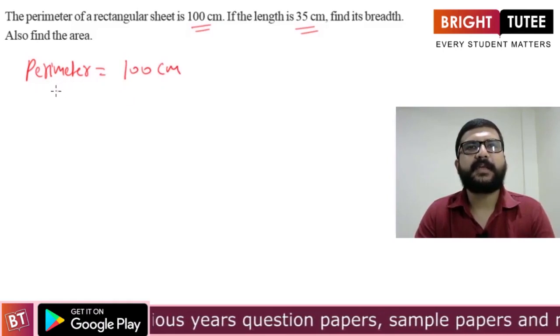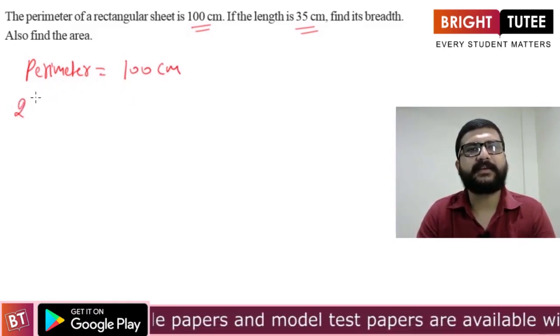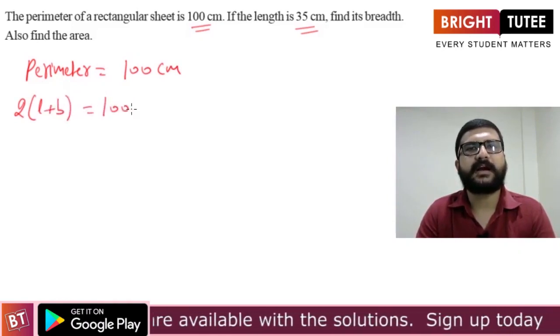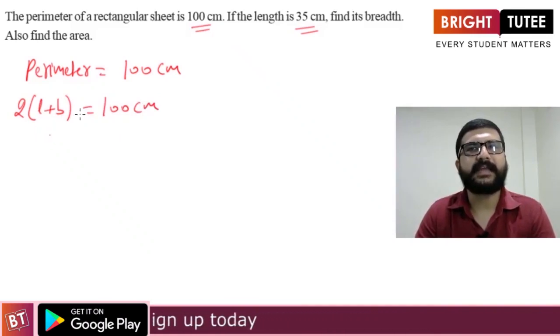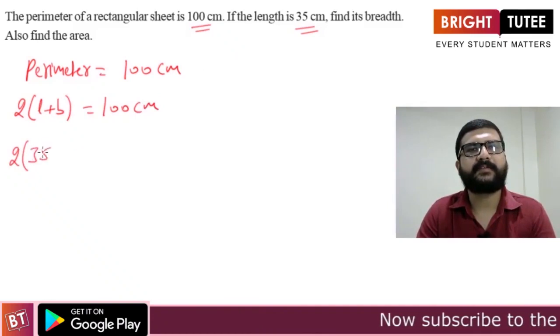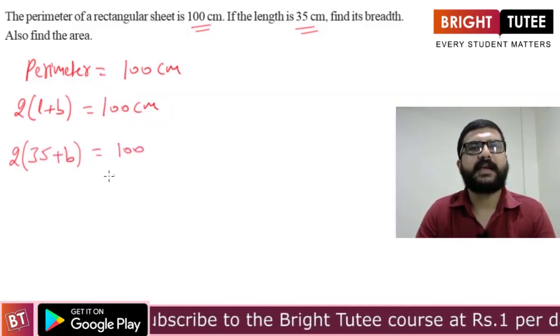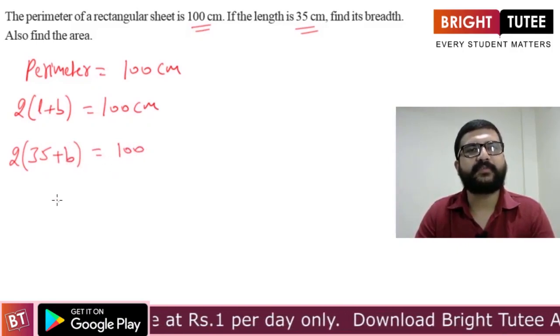Now we know perimeter is equal to 2 into L plus B. So it means we are having 2 into L plus B is equal to 100 centimeters. Now let's put the value of L here. L is 35. So this will become 2 into 35 plus B is equal to 100. Now this is one simple equation in B. We have to get the value of B from here.